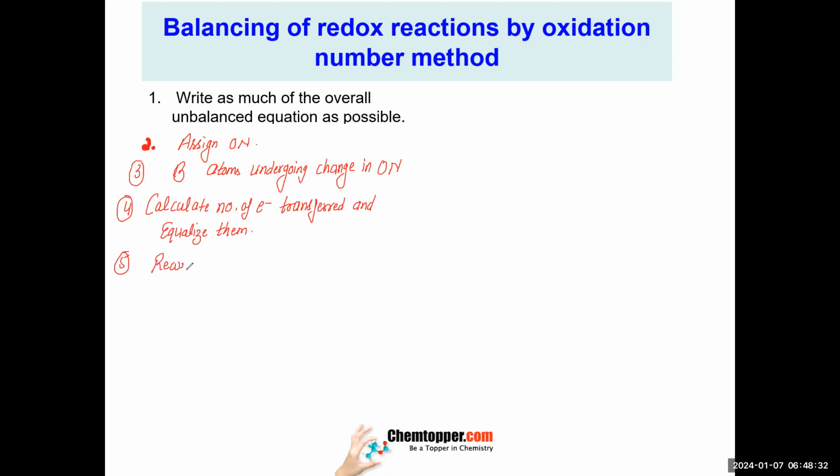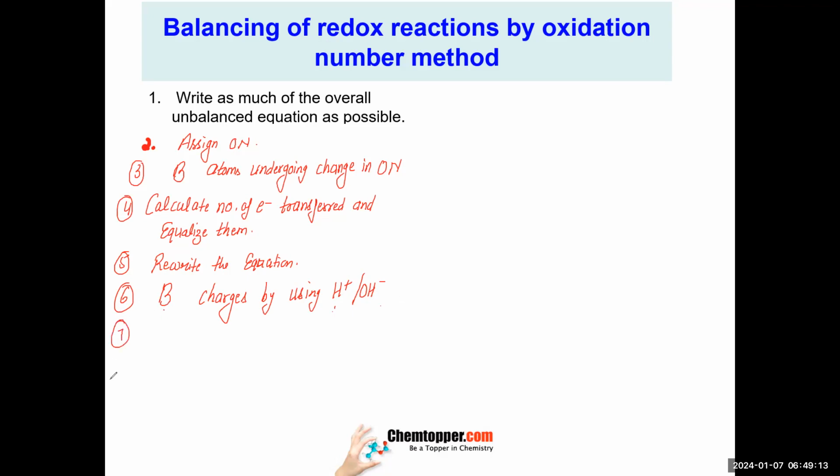Rule number 5, rewrite the equation. Means after doing all these things, now whatever is there, rewrite it neatly. Rule number 6, check charges, balance charges by using H plus or OH minus. H plus in acidic condition, OH minus in basic condition. So you have to check what condition is given. Then accordingly you will use and balance the charges.